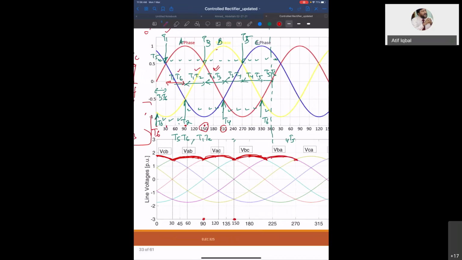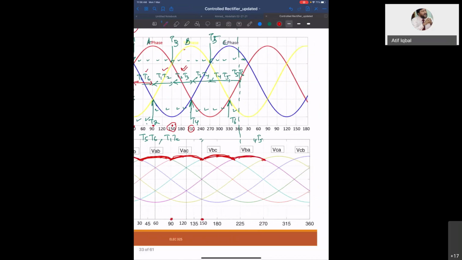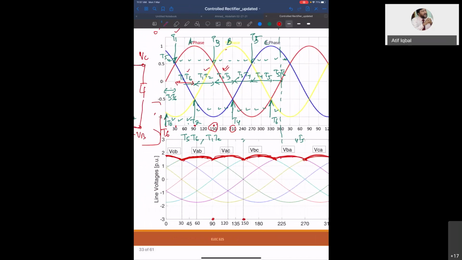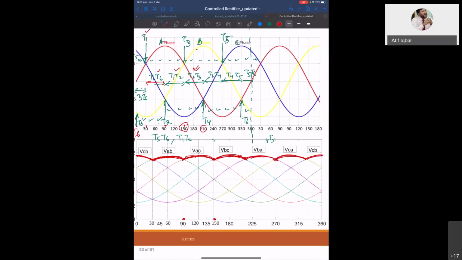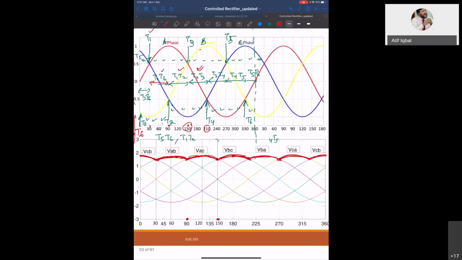And then T4, T5, VCA. And then T5, T6, which is VCB. So this is my output voltage, which is shown in red. Do you understand this? Any question here? Clear, doctor. Clear.